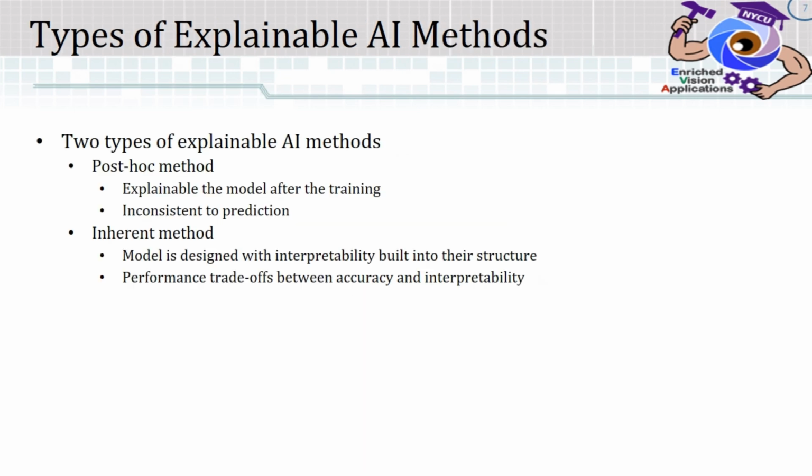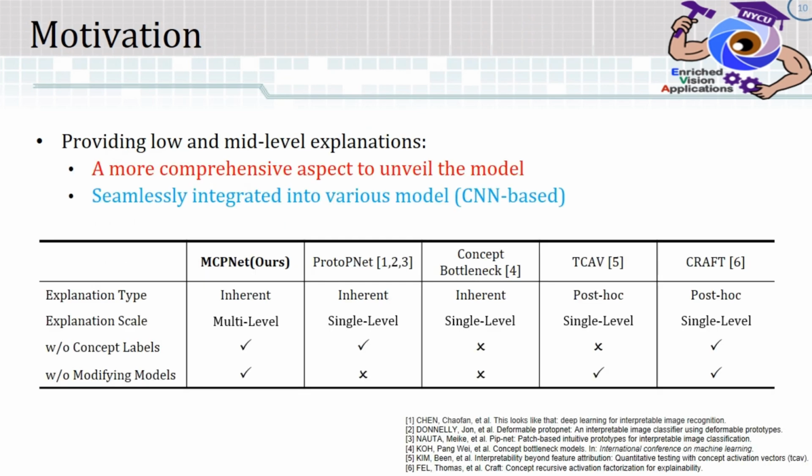Next, let's briefly introduce two types of explainable methods, post-hoc and inherent methods. Post-hoc methods explain decisions after the model has been trained. However, they often suffer from inconsistency between the predictions and explanations. On the other hand, inherent methods integrate interpretability directly into the model's structure, addressing this inconsistency but typically at the cost of some performance. Although many methods have significantly improved explanation of black box models, a common limitation persists in both types of methods. They typically provide only single-scale explanations.